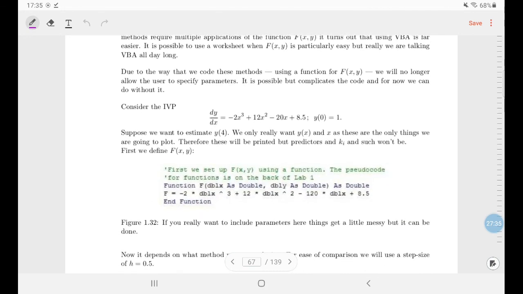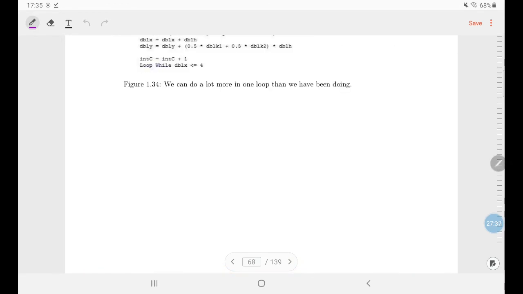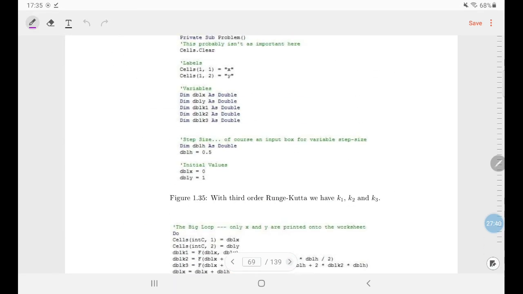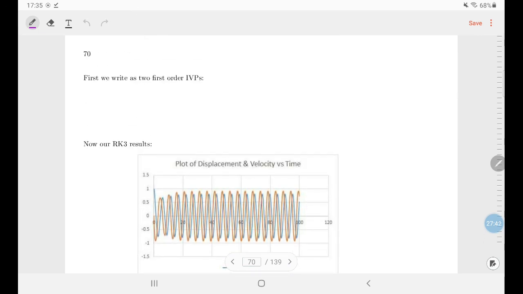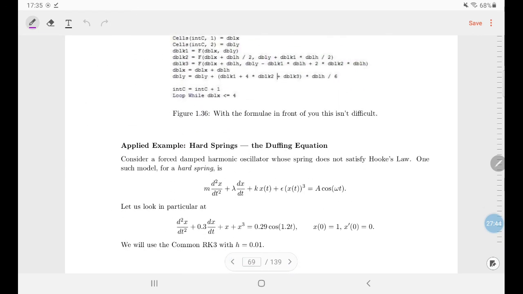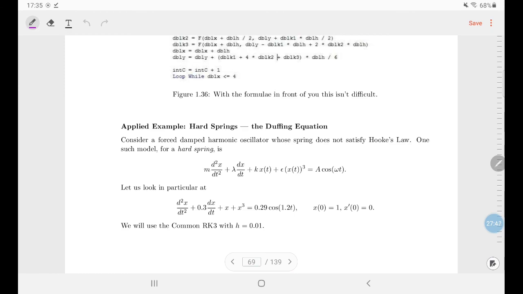In terms of the VBA implementation, it's actually very easy. We'll look at that, and I think we'll have to do a little bit more than this. I'll do that in the next lecture.